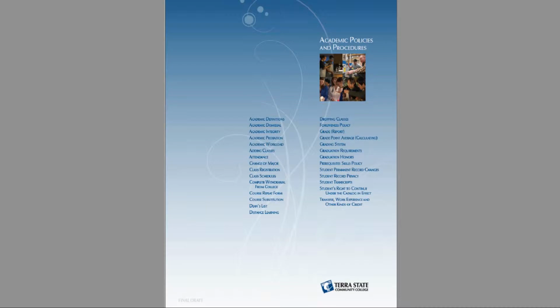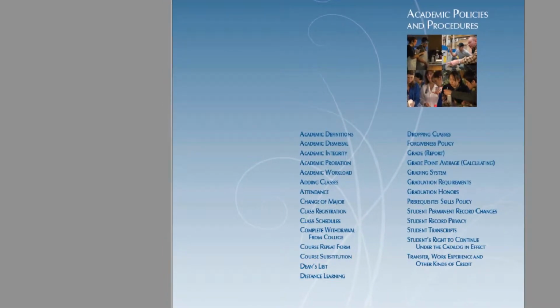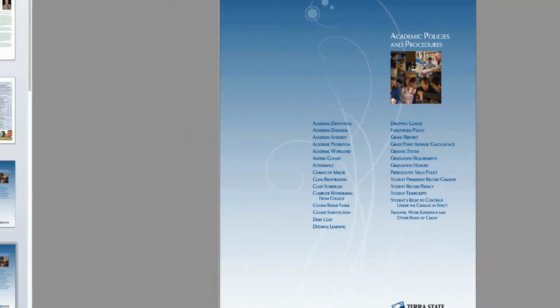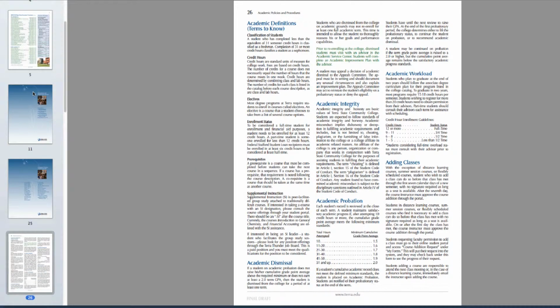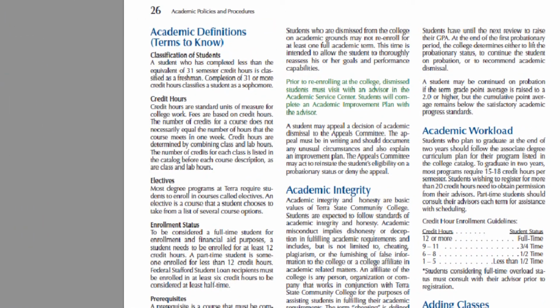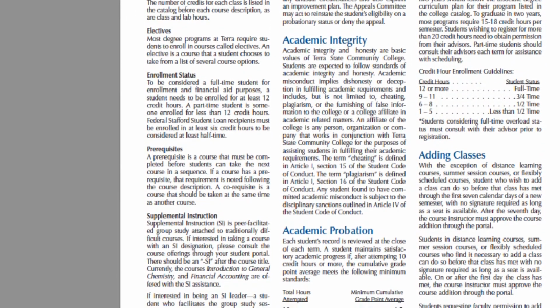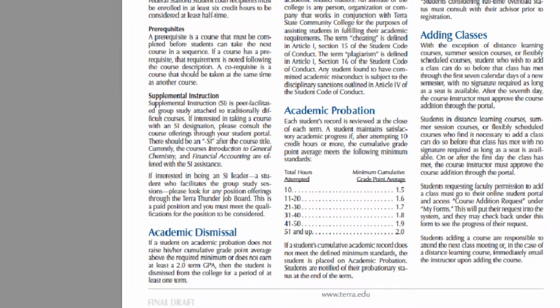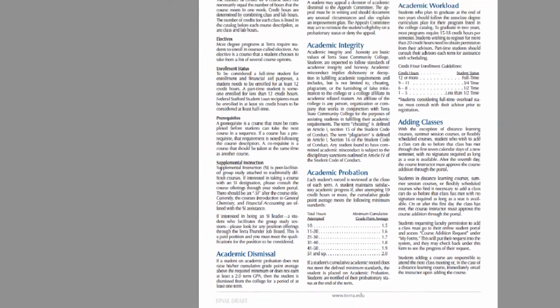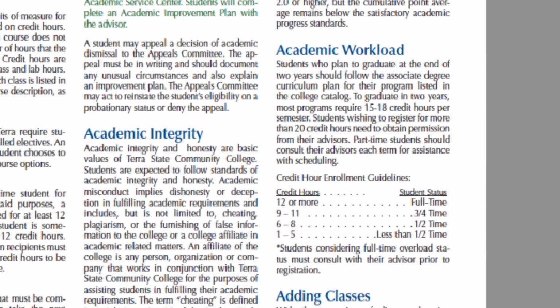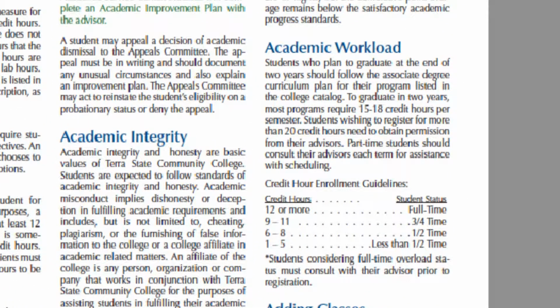Academic policies and procedures. You'll notice there's a variety of information that will be very vital to your success as a TerraState student. Under the academic definitions, terms to know, credit hours, electives, enrollment status, prerequisites, which would include co-requisites, are all listed here. The dismissal policy, academic integrity, academic probation, but we want to focus at this point on your academic workload.